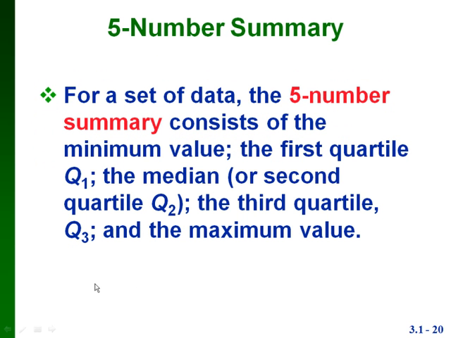Now let's talk about the 5-number summary. This is just a way to summarize a data set. This consists of the minimum value, the first quartile, the median, the third quartile, and the maximum value. So it's just a list of those 5 numbers.